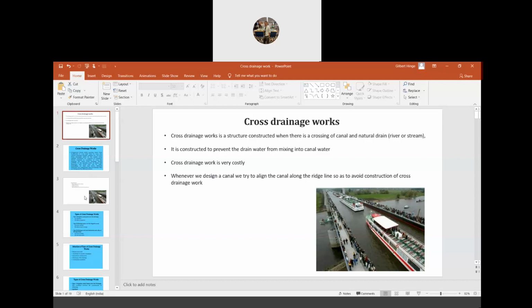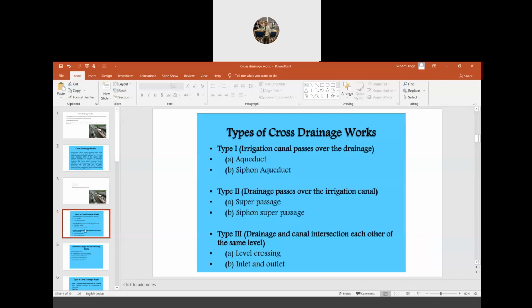Then I said that there are three types of cross drainage work. Type 1, whereby the canal is on top of the drainage. In this case, we have the aqueduct and siphon aqueduct. Then we have type 2, whereby the river is on top of the irrigation canal. Here we have the super passage and the siphon super passage. And type 3, whereby the canals and the drainage are allowed to intersect each other. Here we have the level crossing and the inlet and outlet.